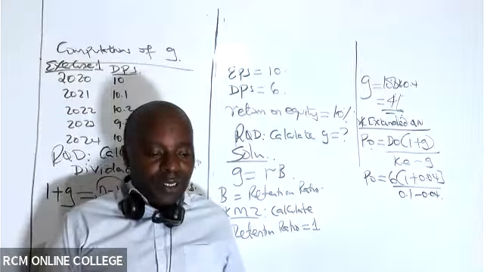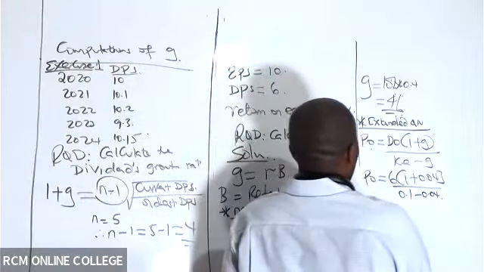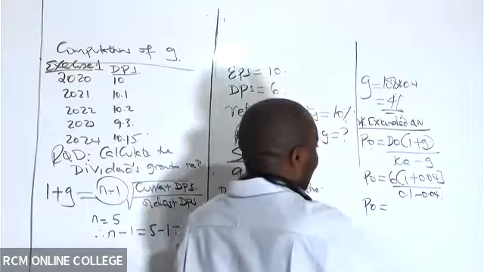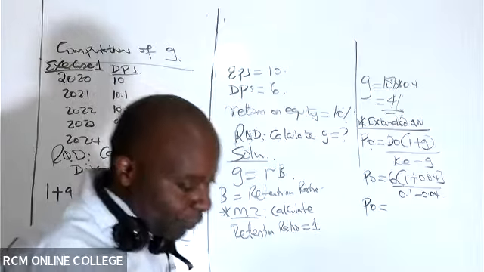So can somebody in this case here go ahead and give me the numerator? Can somebody give me the numerator? So our P0 will be 6 times 1.04. What is 6 times 1.04?